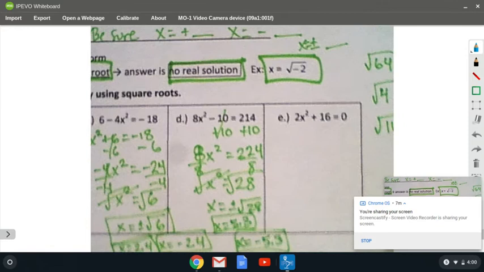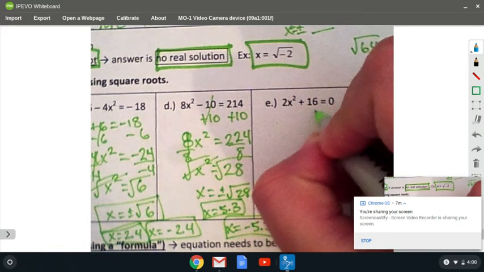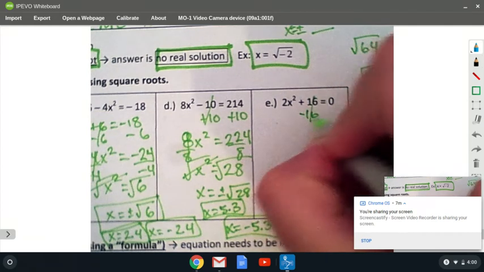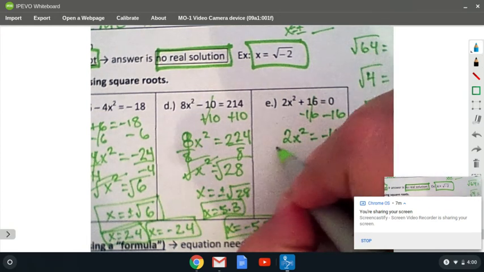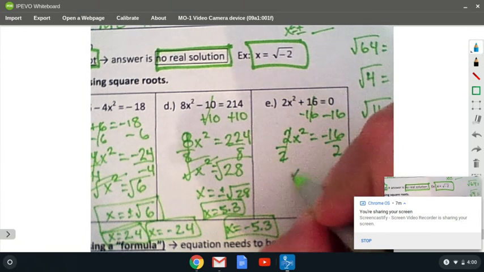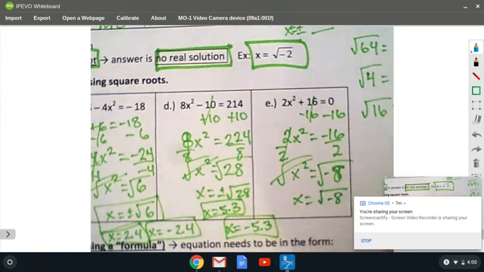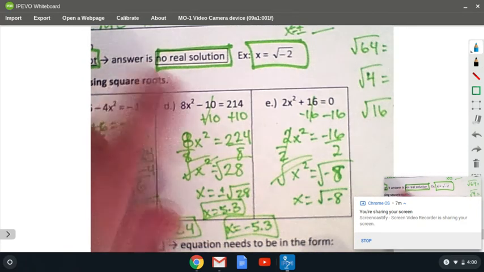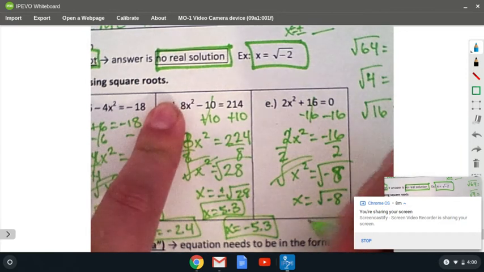All right, last problem here, super important. Here I want to isolate x, so I've got to subtract this 16. Then I divide by 2. X squared equals negative 8. Now, if I take the square root of both sides, I'm doing the square root of a negative number. That's a no-no. So up here I said if we take the square root of a negative, there's no real solution.